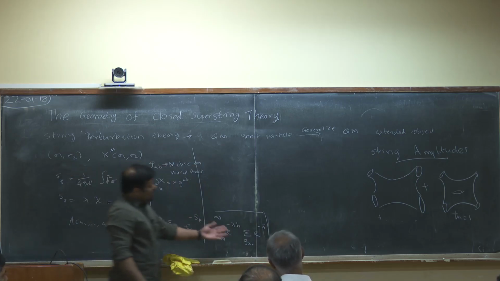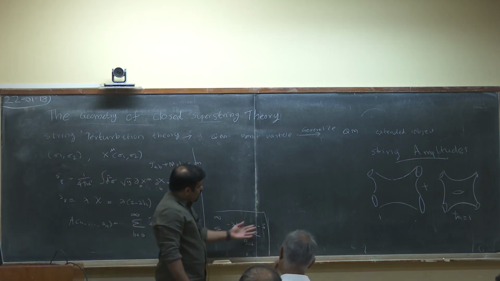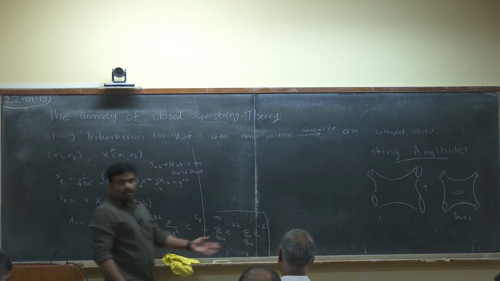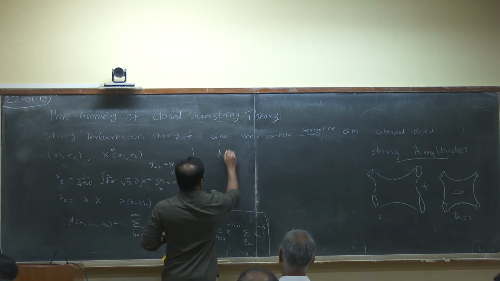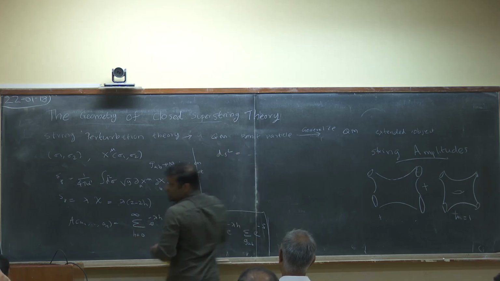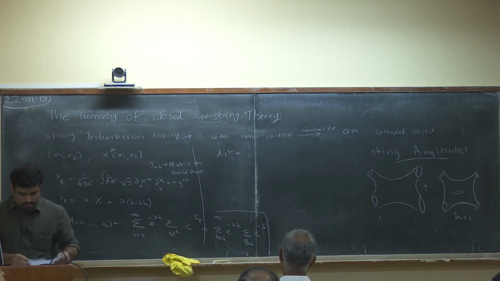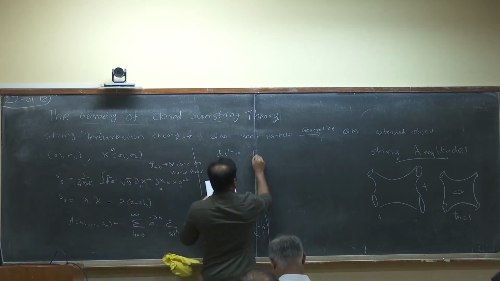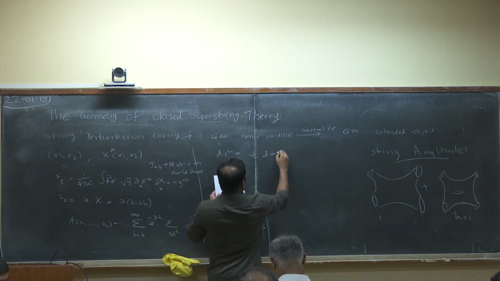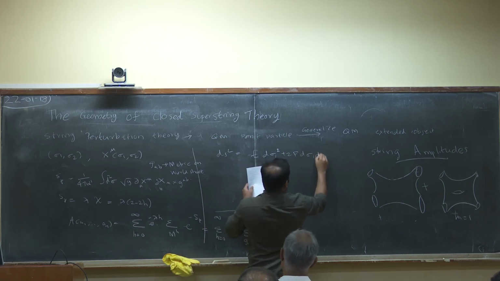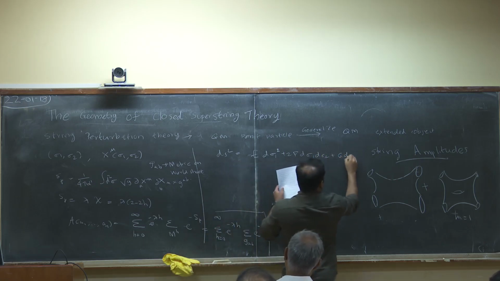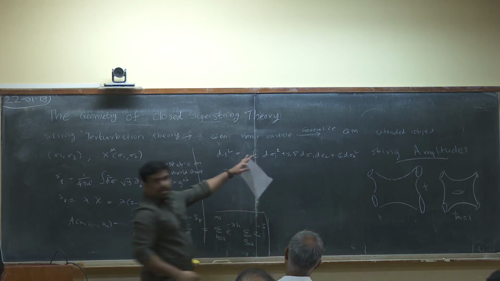So what we have to understand is a summation over all world sheet metrics that we are defining, and this metric is a Riemannian metric. So you can assume that you have a metric ds squared on the world sheet. Let me define a general metric: E d sigma 1 squared plus 2F d sigma 1 d sigma 2 plus G d sigma 2 squared. So this is a Riemannian metric on the world sheet.